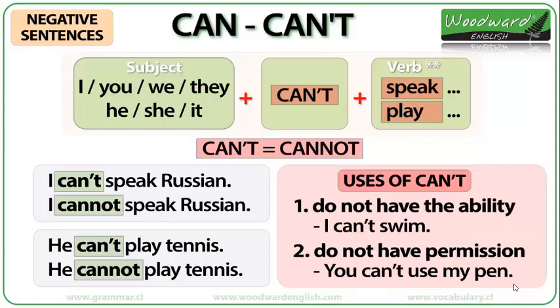Do you have the ability? If you want to give the answer in the contraction, I can't swim. Do you have permission? You can't use my pen, sorry, right? It means you are going to answer the sentences in the contraction. If someone is asking about the permission of using your pen, you would simply reply, you can't use my pen.